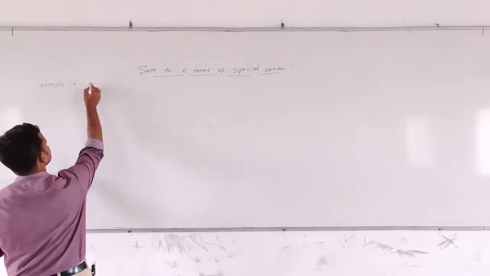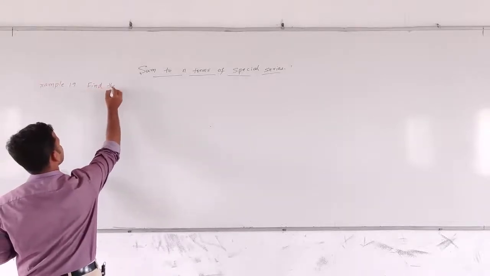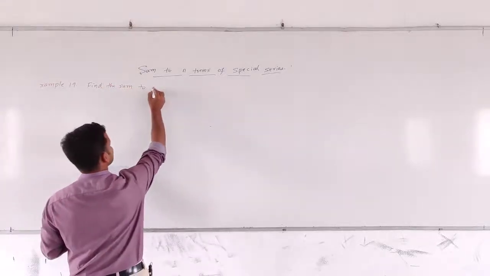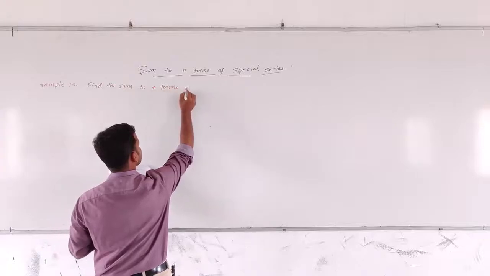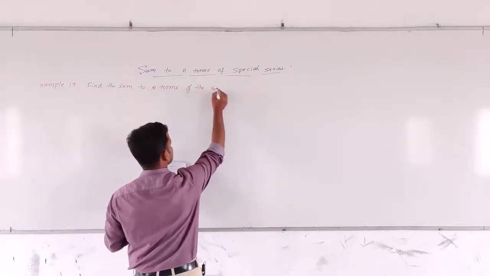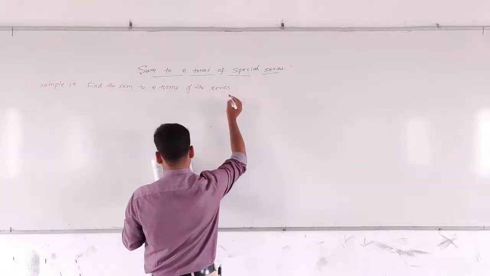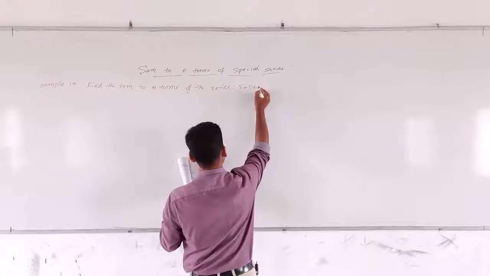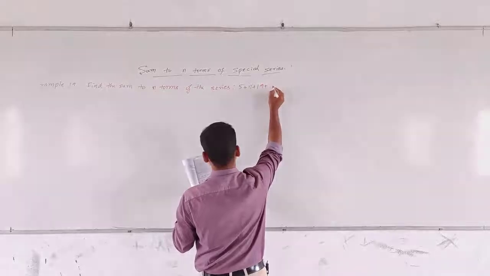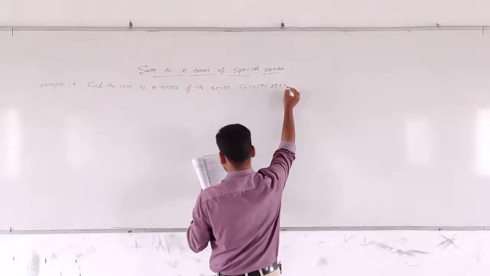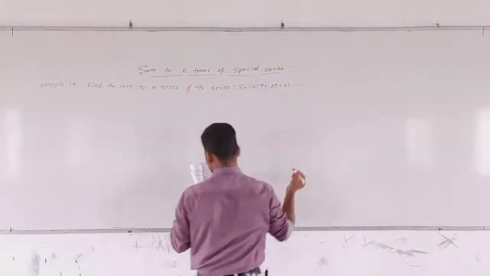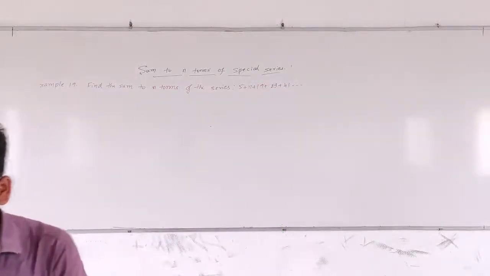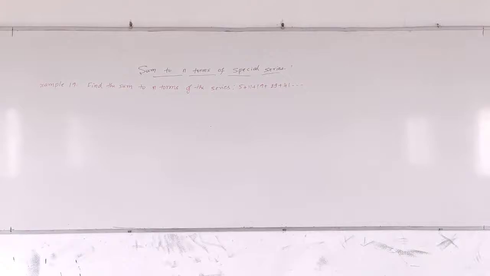Find the sum to n terms of the series 5 plus 11 plus 19 plus 29 plus 41, and so on. Find the sum to n terms of the series. This is a special series.